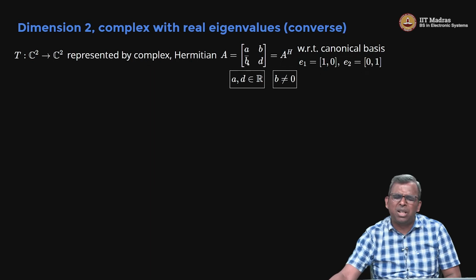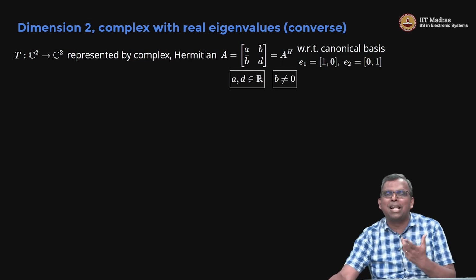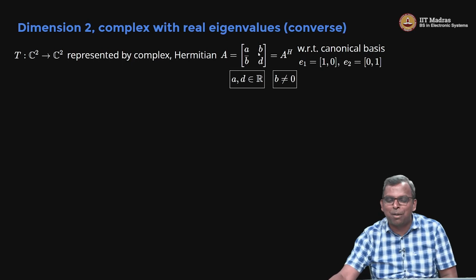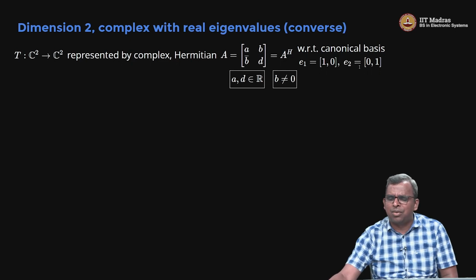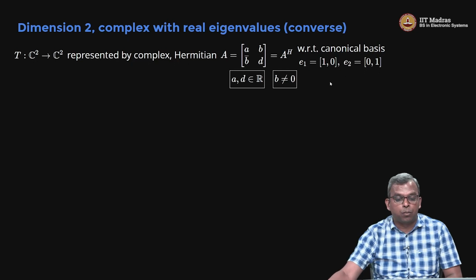I mean not B equal to B bar, but the off diagonal elements are conjugates of each other. So the (1,2) entry is B and the (2,1) entry is B bar. Once you have this, we see that A equals A Hermitian, so it becomes a Hermitian matrix. Maybe this is with respect to a canonical basis, it can also be another orthonormal basis. So now how do you find eigenvalues for this?